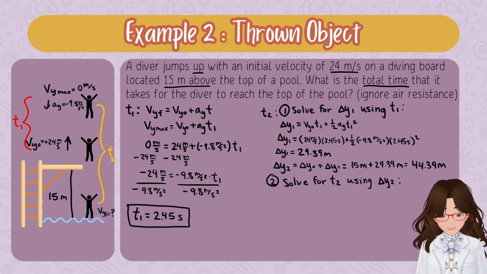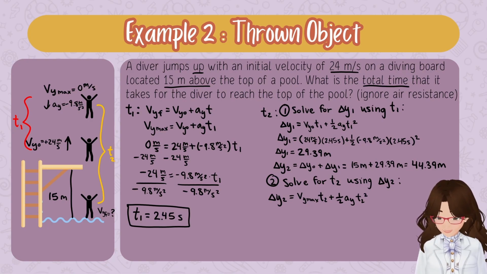So in this case here, let's plug it in. Let's set it up. First things, delta y2 is going to be equal to our initial velocity. In this case is our diver at their maximum height. And so because they're at their maximum height, that's going to be the Vy max in this case, times T2 plus 1/2 AY T2 squared.